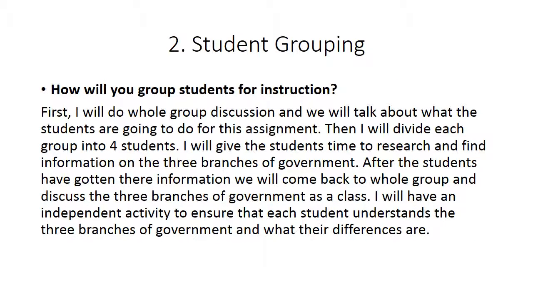The second part of the lesson plan is student grouping, and how will I group my students for this instruction? First, I will do whole group discussion, and we will talk about what the students are going to do for the assignment or the activity. Then I'll divide each group into 4 students, depending on how many students I have in a class. I will give the students time to research and find information on the 3 branches of government. They'll either use textbooks, resources I give them, just different types of materials to figure out what the 3 branches of government are and their function.